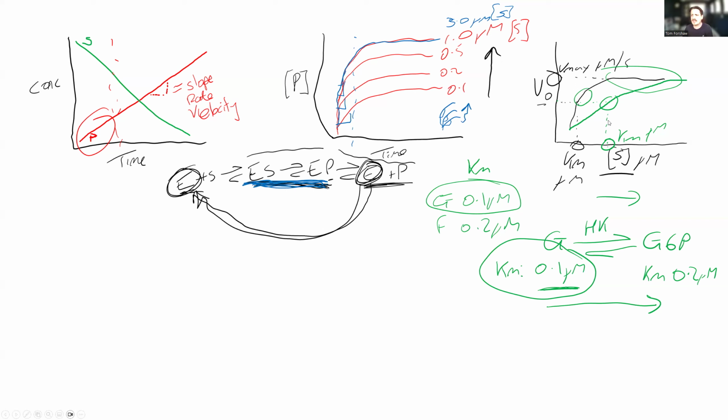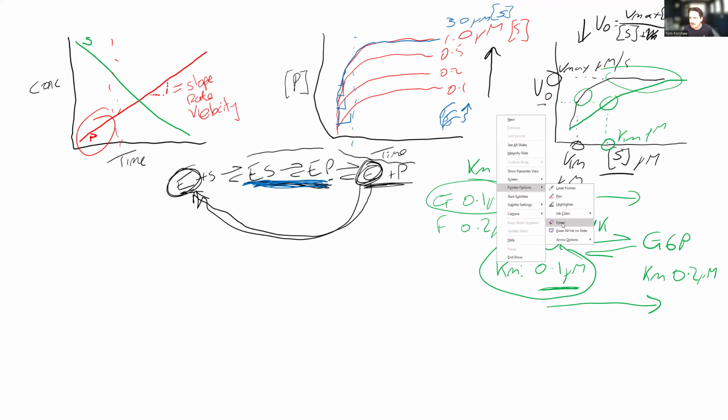Once we've generated these three graphs, that can often be enough information to tell us everything that we want. But this graph here is essentially V0 equals Vmax times substrate concentration over substrate concentration plus Km. Now let's, may I erase? Yeah.